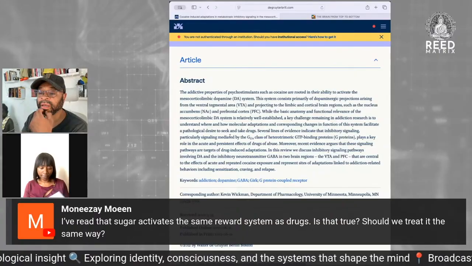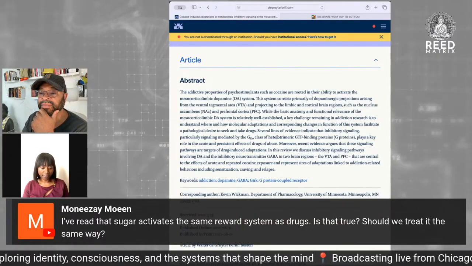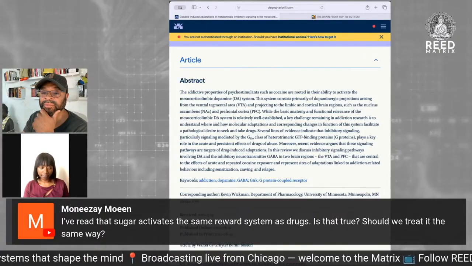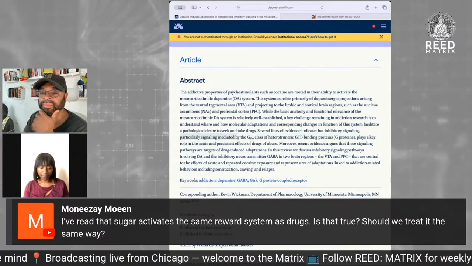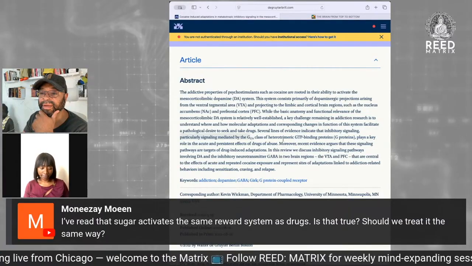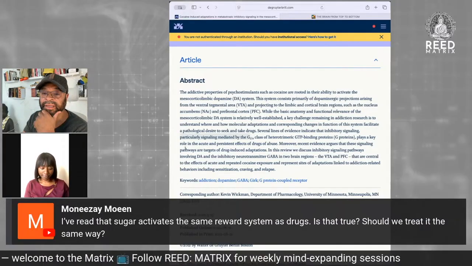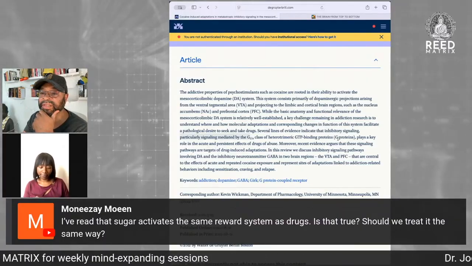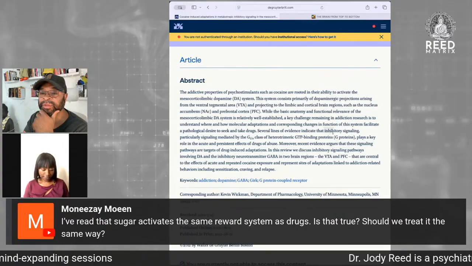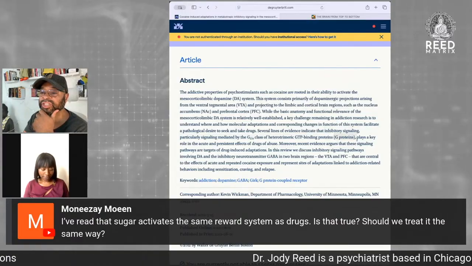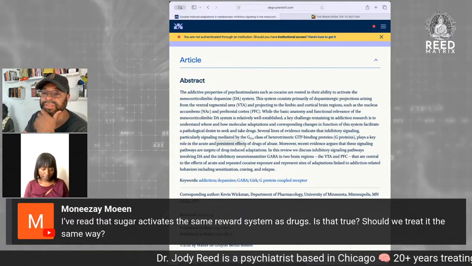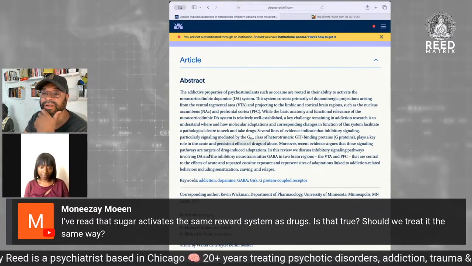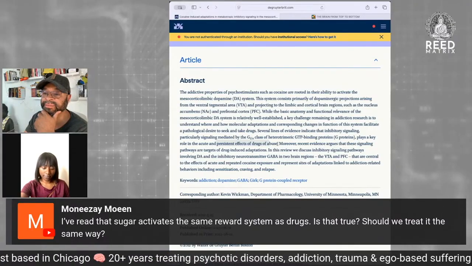drugs. Several lines of evidence indicate that inhibitory signaling, particularly signaling mediated by this G protein, plays a key role in the acute and persistent effects of drug abuse. So basically, inhibitory signaling changes in G proteins have persistent effects on this. Okay, most recent evidence argues that these signaling pathways are targets of drug-induced adaptations.